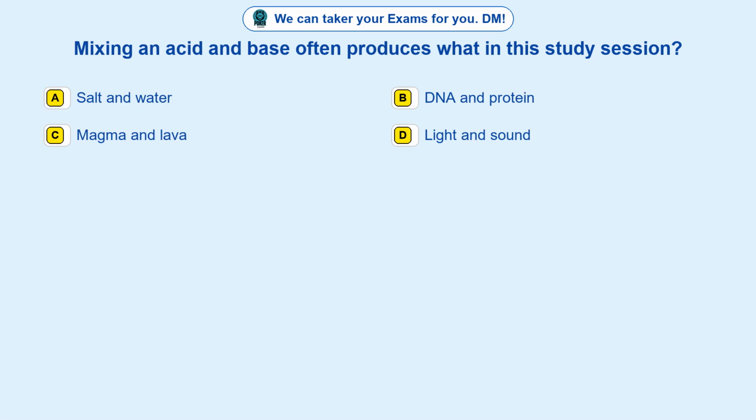Question 38. Mixing an acid and base often produces what in this study session? Option A, salt and water. Option B, DNA and protein. Option C, magma and lava. Option D, light and sound.